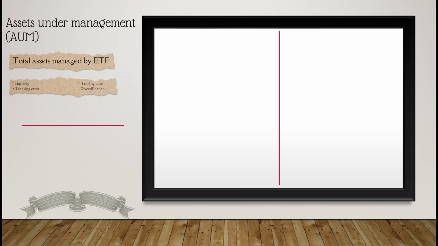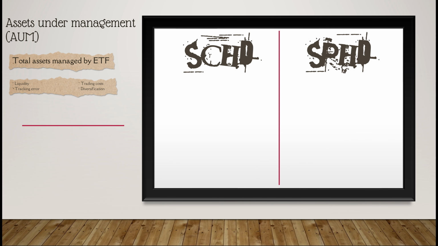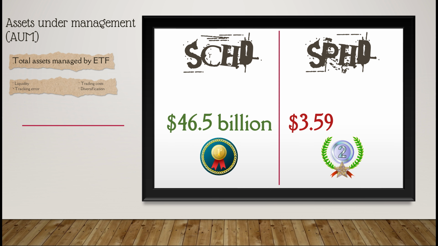The assets under management of an ETF can affect its liquidity, trading costs, tracking error, and diversification. Generally, larger AUMs tend to have lower expense ratios and higher trading volumes. So this means that funds that have a higher AUM are generally more liquid and easily traded. At the time of recording this video, the assets under management of SCHD is around $46.5 billion and the AUM of SPHD is around $3.59 billion.